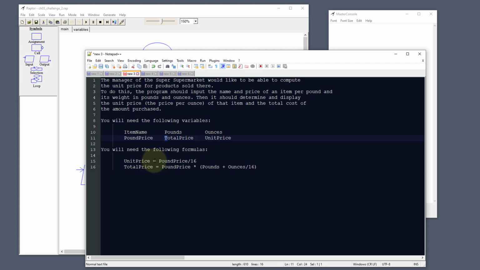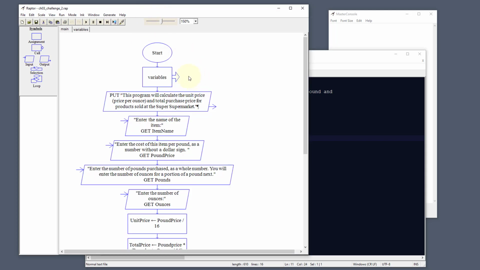And then we're going to need these formulas. Unit price is going to equal pound price divided by 16, because that's going to put everything into an equal calculation for us, because we can't calculate pounds and ounces. So we have to put everything into a common denominator. And the total price is going to equal pound price times pounds plus ounces divided by 16, which gives us all pounds to ounces. So let's take a look at what we're going to build here.